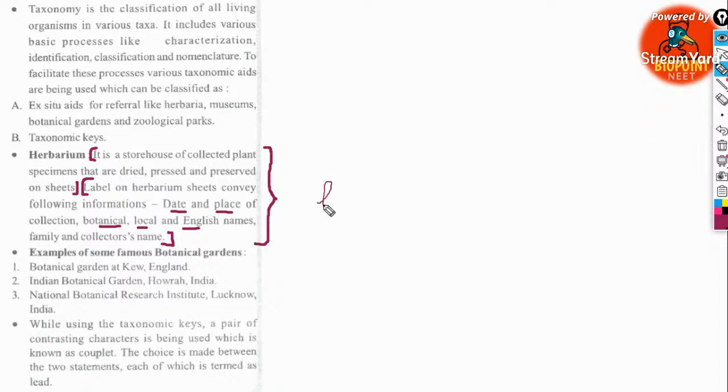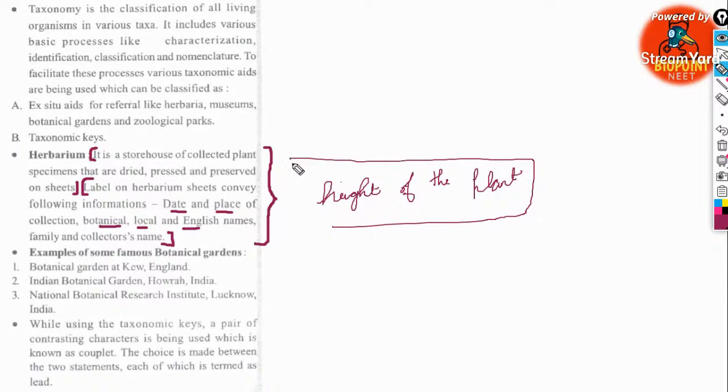And just remember, there is no such point like height of the plant. Just remember, it is the answer for a previous year NEET question. The label of a herbarium sheet does not carry information on... That was the question. Okay, and exactly the option D was height of the plant, and that's what the answer is. Okay, guys. So then botanical garden.